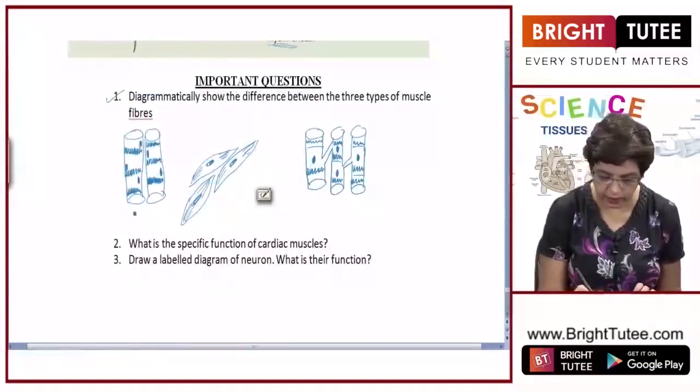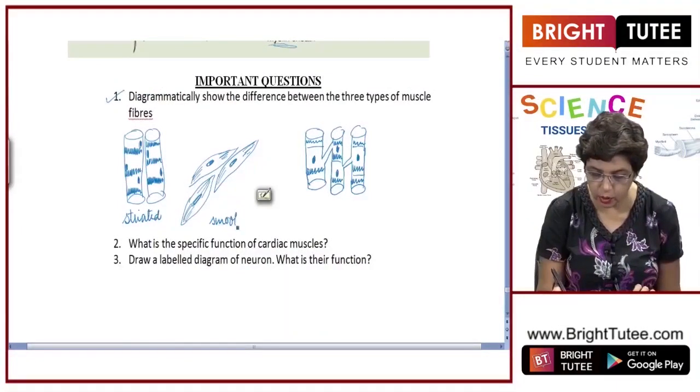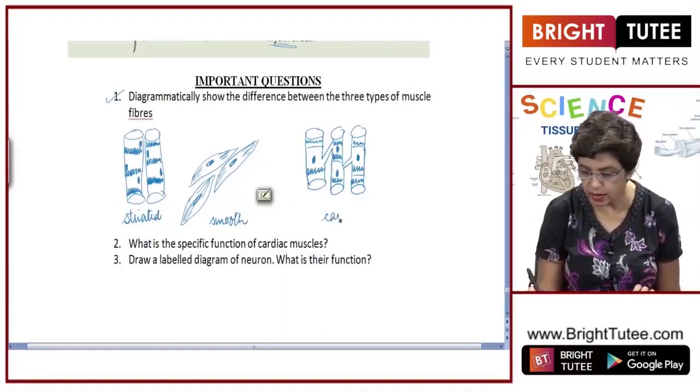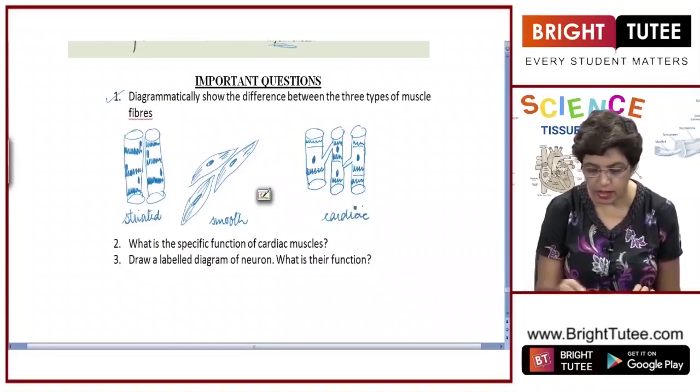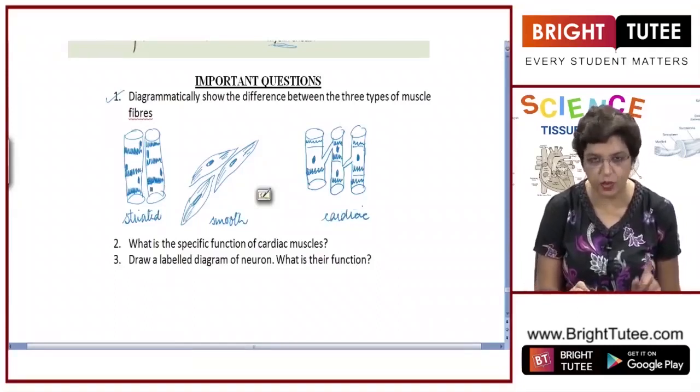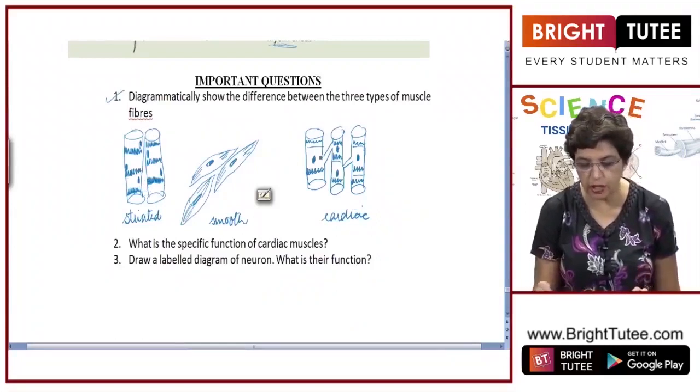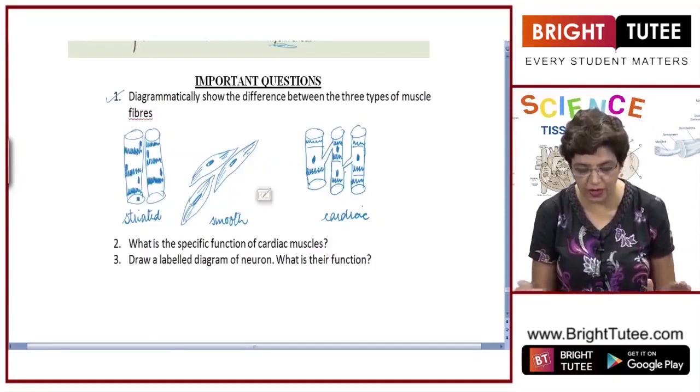These are striated or skeletal muscles. These are smooth or involuntary muscles. These are cardiac muscles. So let's see the difference once again. These are cylindrical, spindle shaped, cylindrical. Unbranched, unbranched, branched. Multinucleated, uninucleated, uninucleated. Nucleus is peripheral, nucleus is central, nucleus is central. So this is the difference between them.